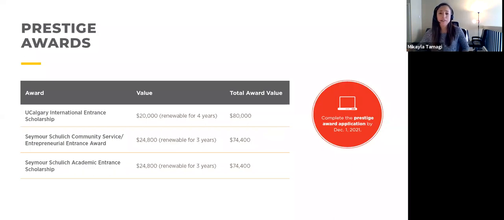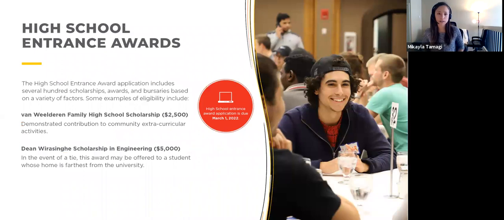Now, the other award application that we have available is called our High School Entrance Awards application. High School Entrance Awards is where we consider things like your extracurricular involvement, your financial need, and also your academic success. This application is due on March 1st of 2022, so you do have quite a bit more time to submit this one. And it is also a relatively straightforward application in comparison to the application for Prestige Awards.